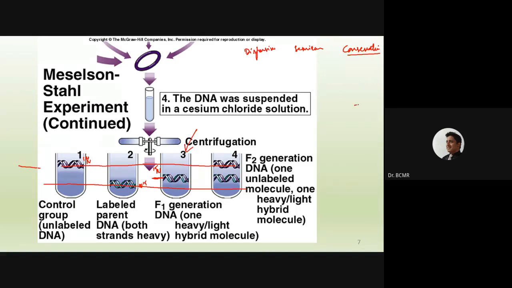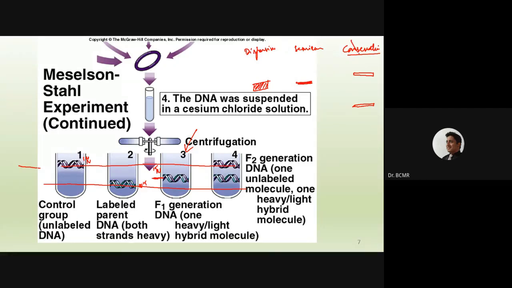You would have had one N15 band and one N14 band like this. If it were dispersive, that means you might have a band like this in between. All the daughter DNA would have been a mixture of parent DNA as well as newly synthesized DNA. If it were semi-conservative, you would have a band like this.